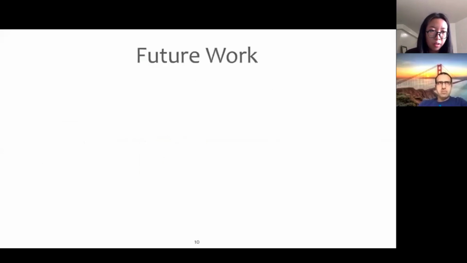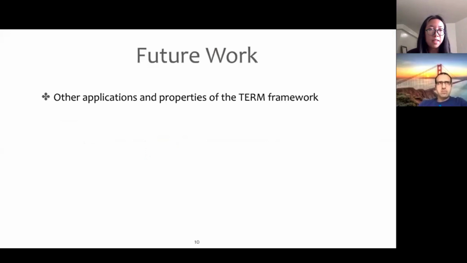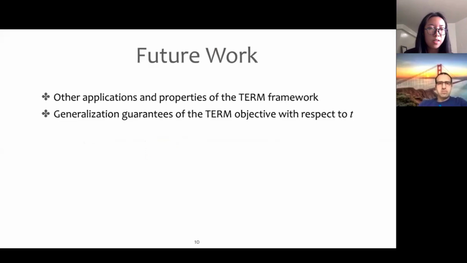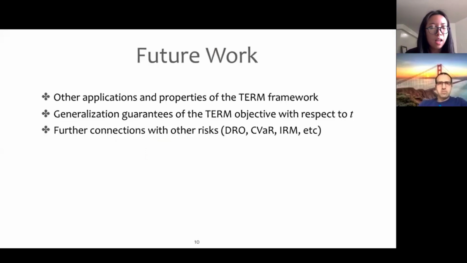In terms of future work, it will be interesting to investigate other applications and properties of the TERM framework, to study the generalization guarantees of the objective with respect to t, and to investigate further connections between TERM and other risks, such as distributionally robust optimization, conditional value at risk, and so on.